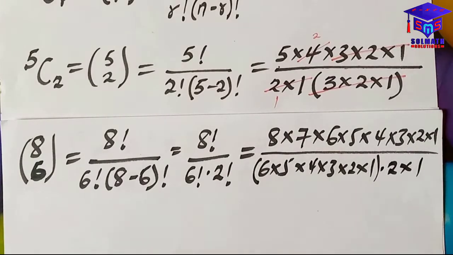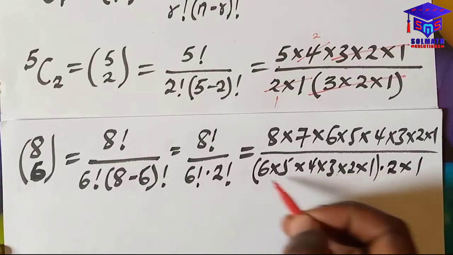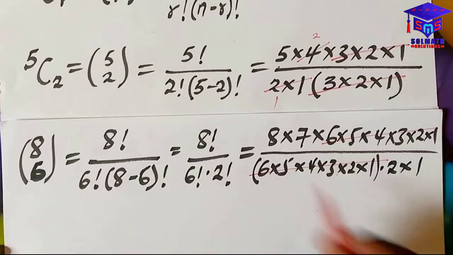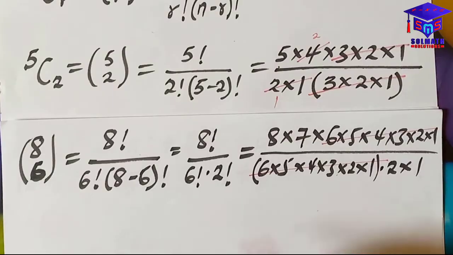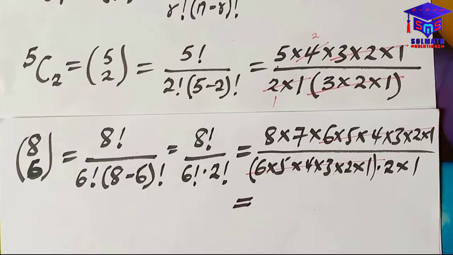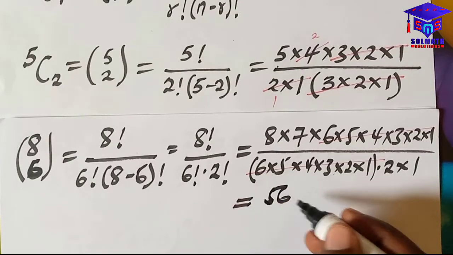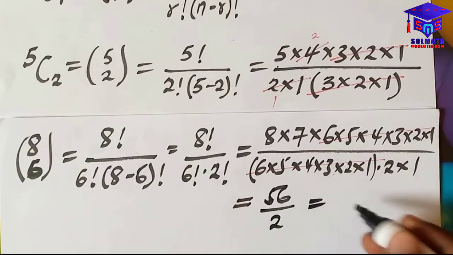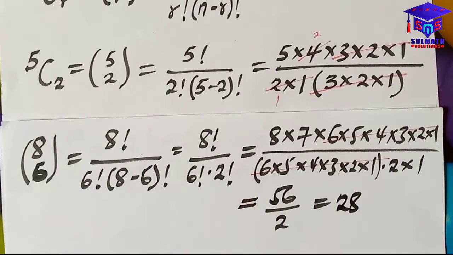So if you're able to do this, then you realize that 6 times 5 times 4 times 3 times 2 times 1 can cancel out like that. So now you're left with 8 times 7 over 2 times 1. And as we know, 8 times 7 is 56. 56 over 2 times 1, which is 2, gives 56 divided by 2, which is 28. So 8 combination 6 will be equal to 28.